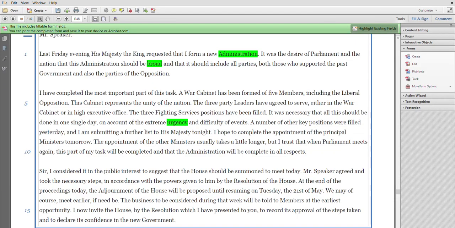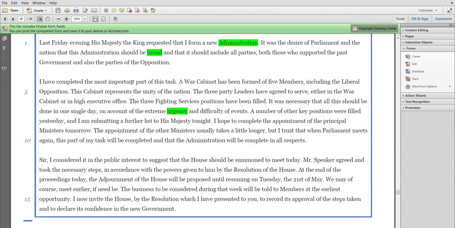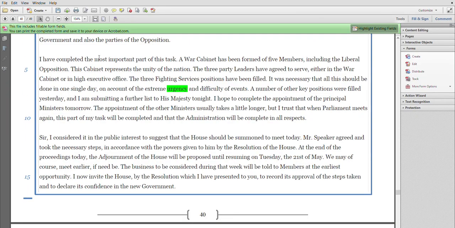Mr. Speaker, last Friday evening, His Majesty the King requested that I form a new administration. It was the desire of Parliament and the nation that this administration should be broad and it should include all parties, both of those who supported the past government and also the parties of the opposition to the past government. I have completed the most important part of this task. A war cabinet has been formed of 5 members, including the Liberal opposition. This cabinet represents the unity of the nation. The 3 party leaders have agreed to serve either in war cabinet or in high executive office. The 3 fighting service positions have been filled.